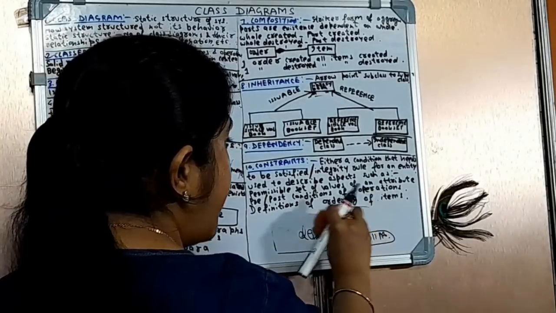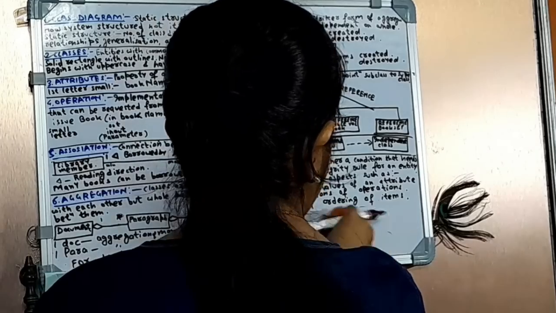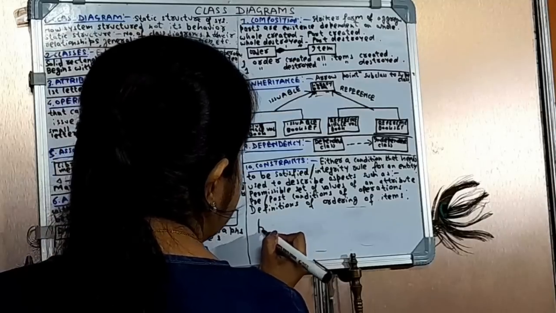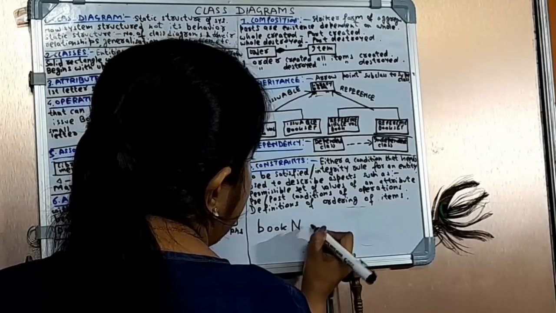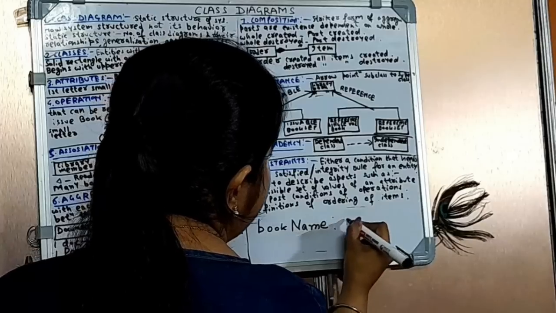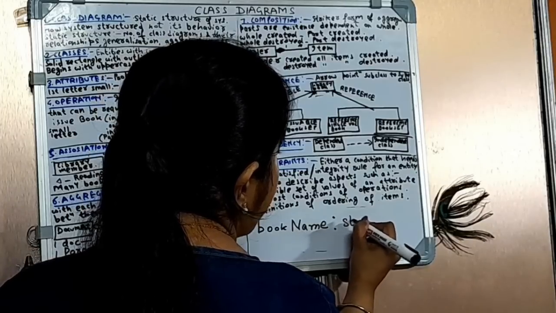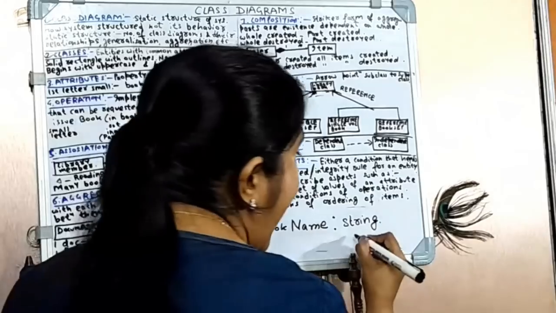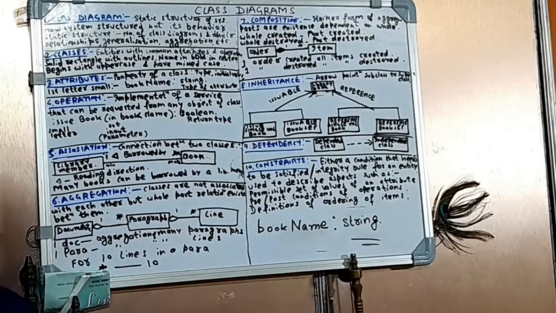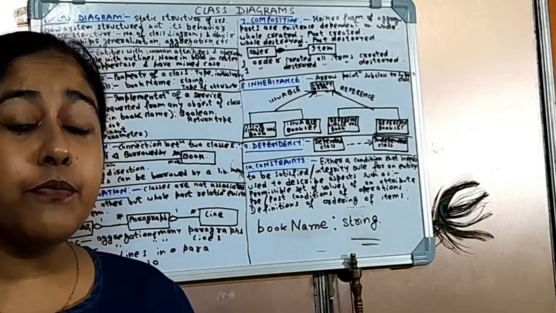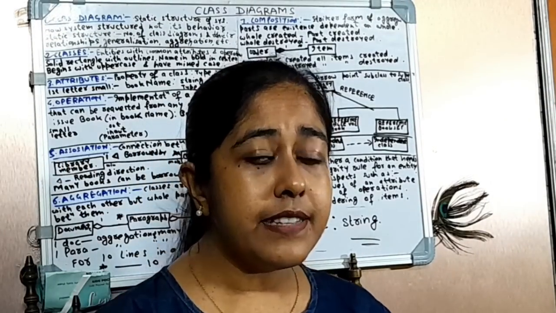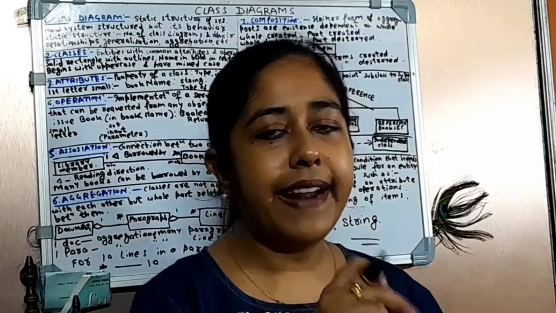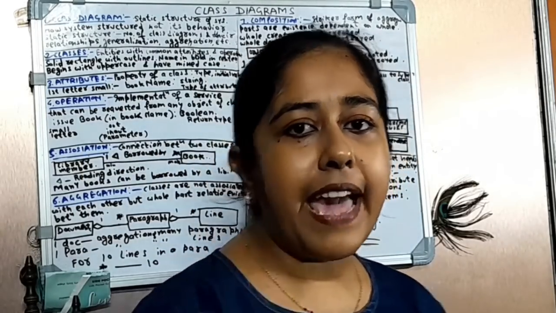Now let's see an example of an attribute. When we are writing an attribute, it will be like this: bookName, then a colon and String. This String is the type of the attribute, the data type of the attribute. What kind of attribute is this? It's a string type of attribute, since I am writing some characters.